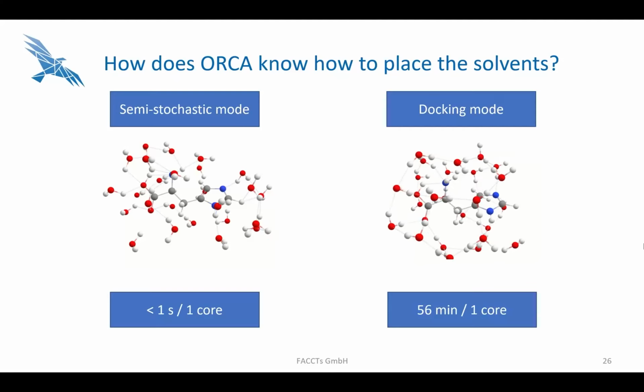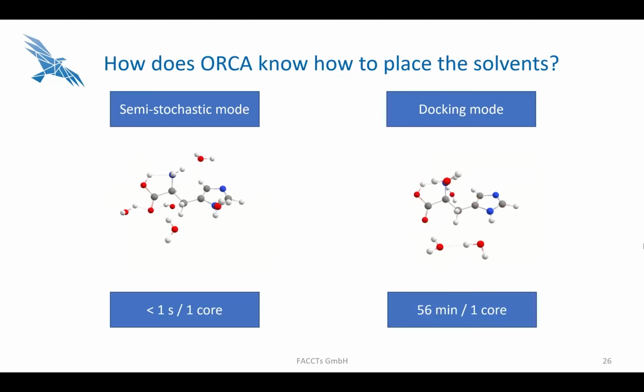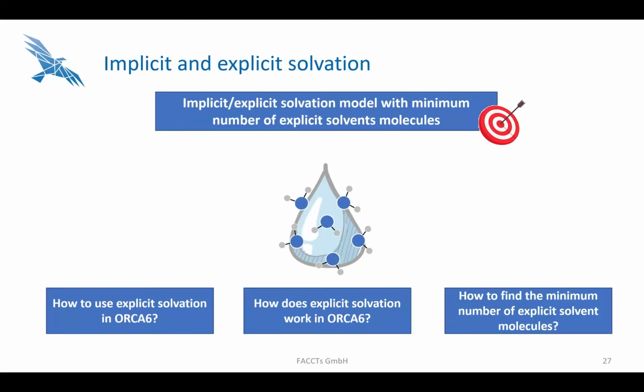So for our example of histidine plus 25 water molecules, the total calculation time on the XTB level is 56 minutes in total. However, this approach brings us closer to our overall goal of finding an optimal mixed explicit-implicit solvent model with only the minimum number of explicit solvent molecules necessary. Here the question remains: how do we identify this minimum number of explicit solvent molecules?